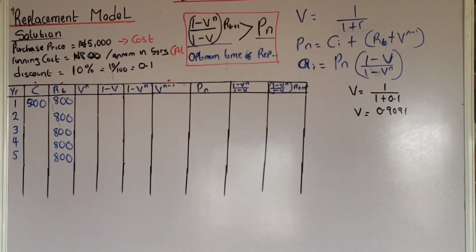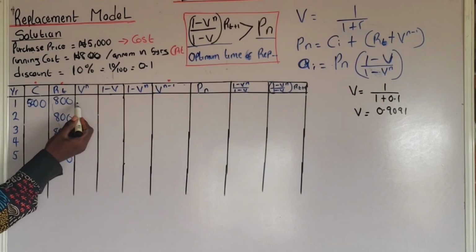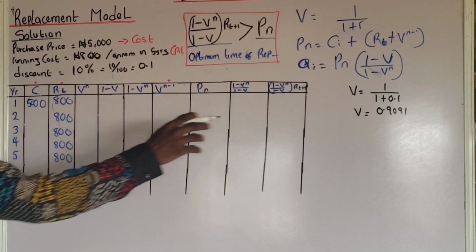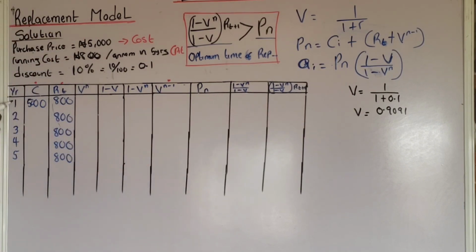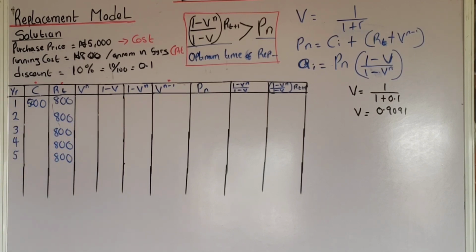V is 0.9091. So the next column, which is V raised to the power of n, is what? For these cells, V is 0.9091. For the first year now, n is the number of the year, don't forget. So for the first year, I'm going to have 0.9091 raised to the power of 1. That means I'm still going to have 0.9091.